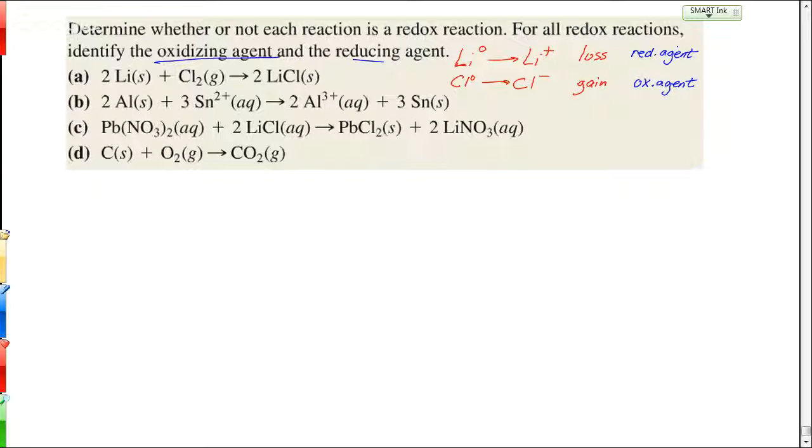Yeah. So we can do the same thing here. Carbon goes from 0 to +4 in CO2. And oxygen goes from 0 in O2 to oxide 2- in carbon dioxide. So carbon has lost electrons, oxygen has gained electrons.